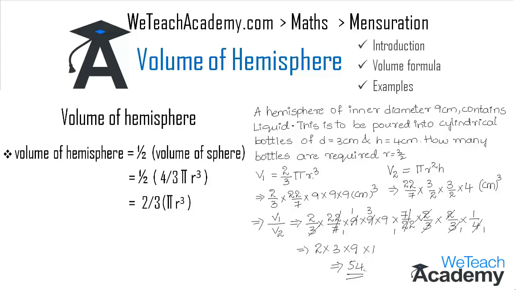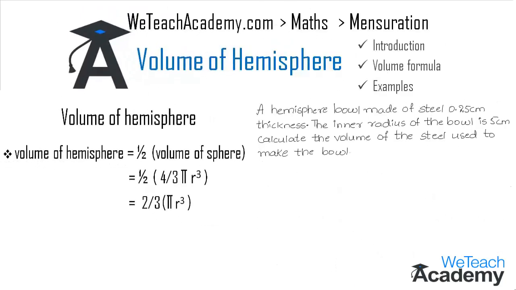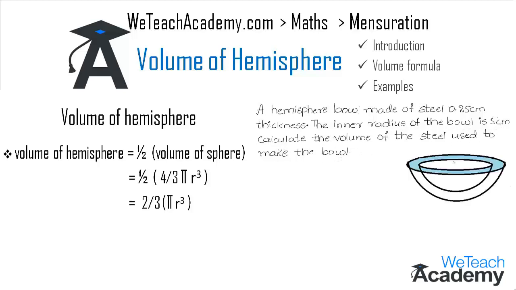And then coming to the next example, the given example is a hemisphere bowl made of steel of 0.25 centimeters thickness, and the inner radius of the bowl is 5 centimeters. Calculate the volume of steel used to make the bowl. Here this is the hemisphere bowl which is made of steel of thickness 0.25 centimeters.